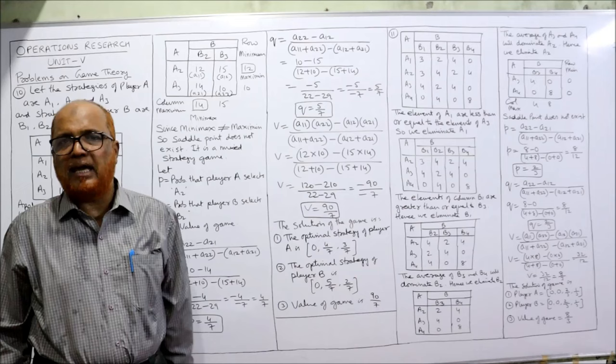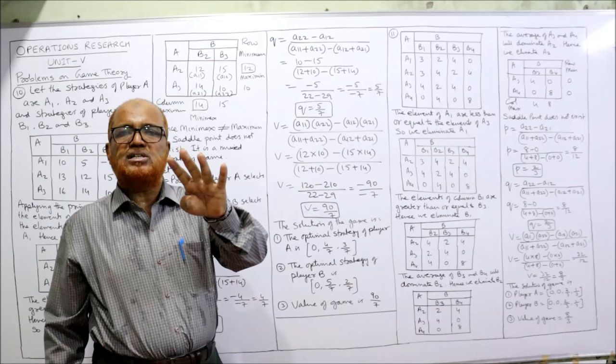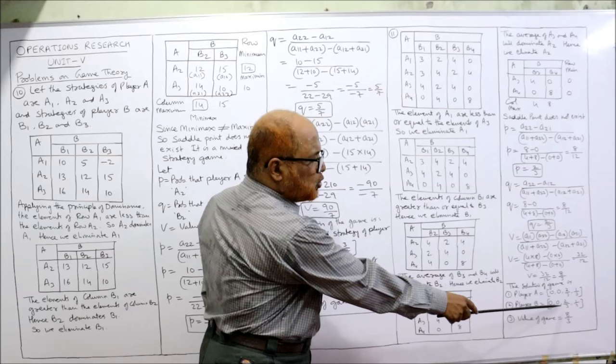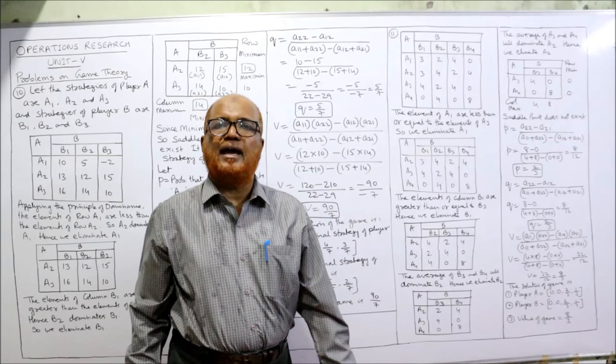Now player B, again. Player B also originally had 4 strategies available: B1, B2, B3, B4. Finally we have only B3 and B4. That means B1 and B2 gone. So 0, 0, 2 by 3, 1 by 3. This is the optimal strategy for player B. And the value of the game is 8 by 3.